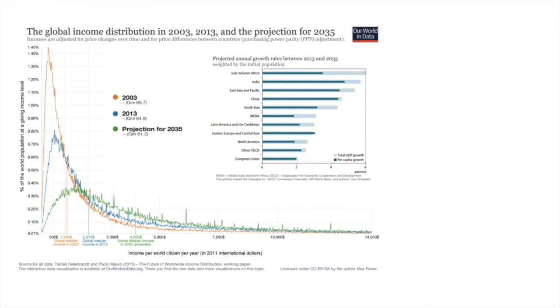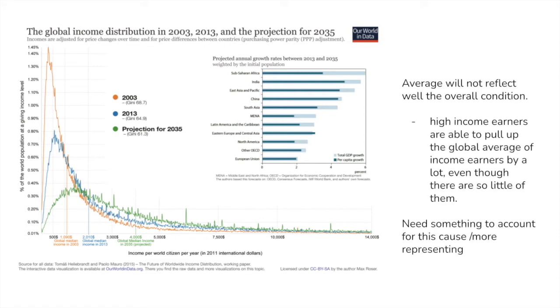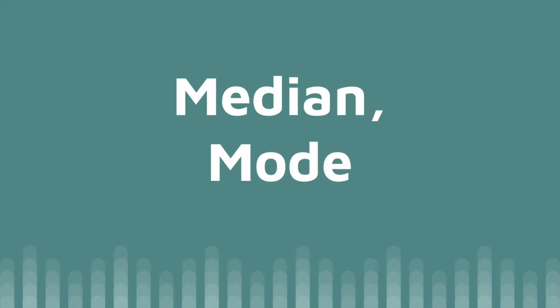If we were to calculate the average income of a person in the world, the result wouldn't necessarily reflect the condition of most people. This is due to the fact that the high-income earners are able to pull up the global average of income by a lot, even though there are so few of them. Thus, the average income of a person in 2013 would not necessarily reflect the living conditions of most people. As a solution to this, there are two options that we can adopt.